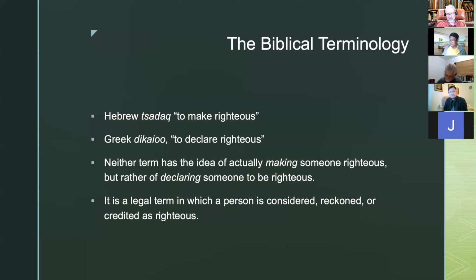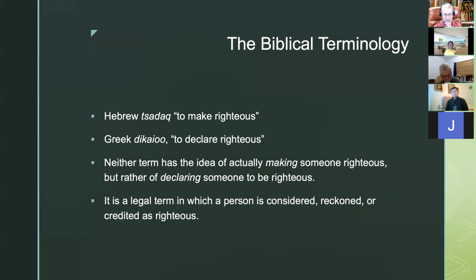The New Perspective crowd argues that justification doesn't apply to individuals who are saved, but rather to whole communities. The church is justified, brought into a right relationship with God. The problem with that is that it doesn't fit the biblical usage of the term, and it doesn't fit the larger secular Hebrew and Greek use of the term in courtrooms. This actually is a forensic term, and it has to do with individuals.